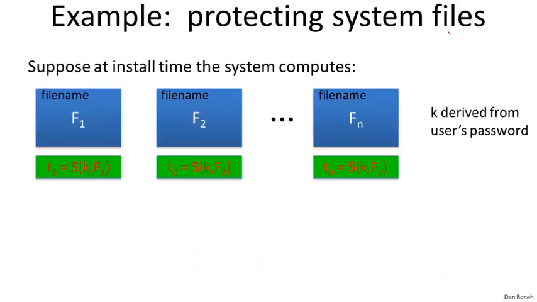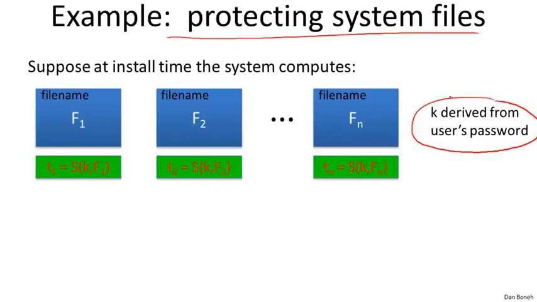So now that we understand what MACs are, I want to show you a simple application. In particular, let's see how MACs can be used to protect system files on disk. Imagine that when you install an operating system, say Windows, one of the things it does is ask the user for a password and then derive a key K from this password. Then for every file that it writes to disk, in this case the files F1, F2 up to Fn, the operating system would compute a tag for that file and store the tag along with the file. So here it concatenates the tag to each one of the files. And then it erases the key K, so it no longer stores the key K on disk or in memory or anywhere.